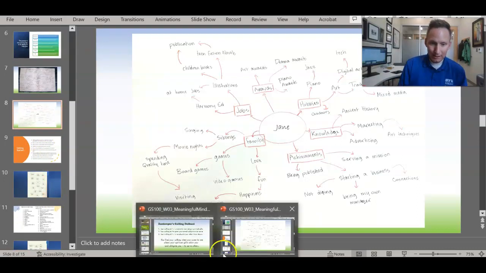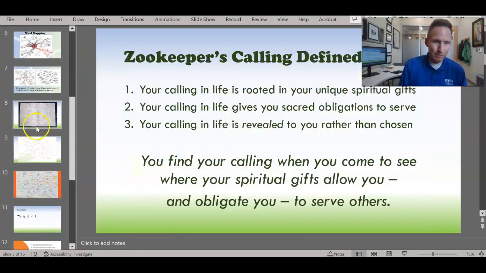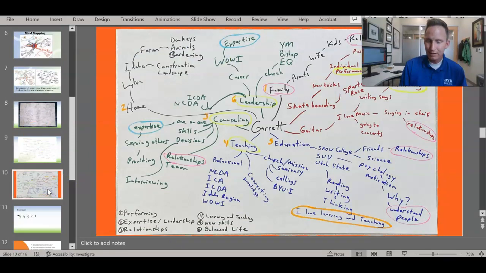Another place I adapted here is I included a picture of my own map. I think it's important that they see you've done this as well. So if you can create your own map and show that and maybe explain one of your areas, that can be really meaningful as well.